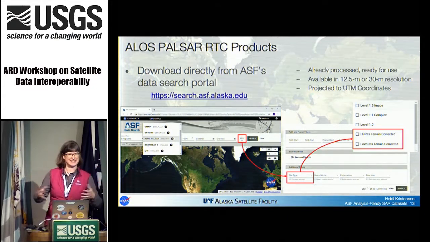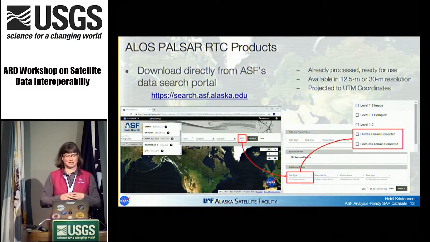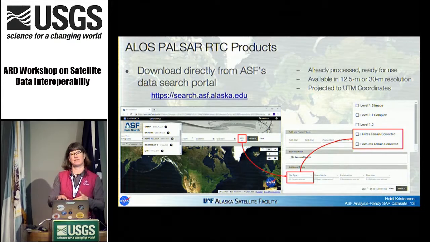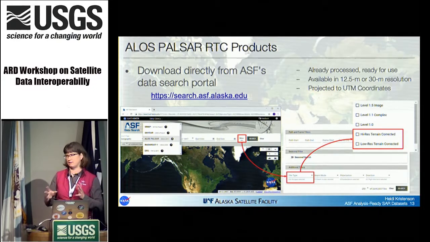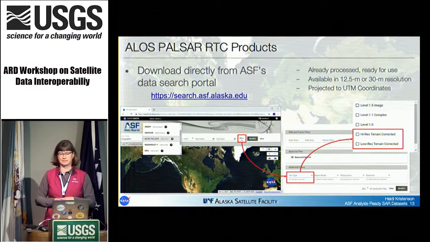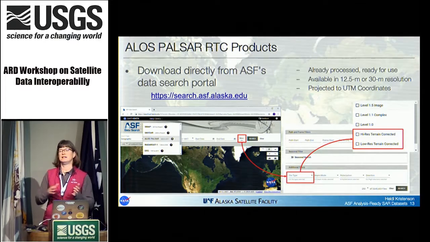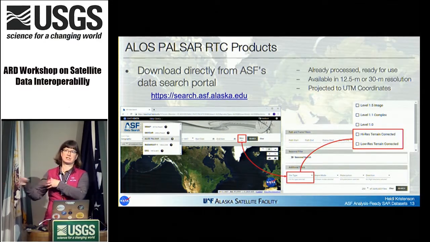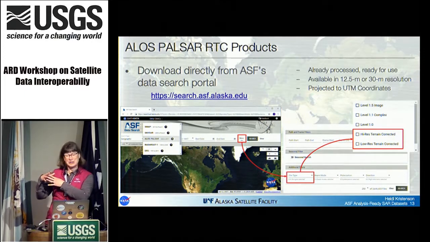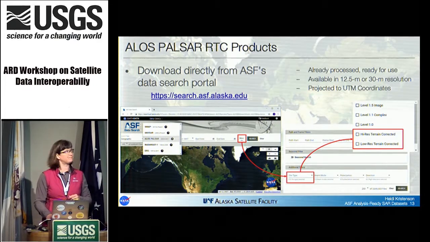I keep wanting to call it Vertex, that's what we've been calling it forever, but our data search portal. You can just go and search for the ALOS Pulsar mission, and then under the More filters, there's an option to select the file type. Just put in the terrain corrected, either high res or low res, whatever you're interested in, and it will return an already RTC product. So this is an L-band data set from 2006 to 2011. And with the new NISAR mission that's coming out in 2022, that's also an L-band mission, so there could be some really interesting potential for decadal comparisons. So that's a pretty cool data set.